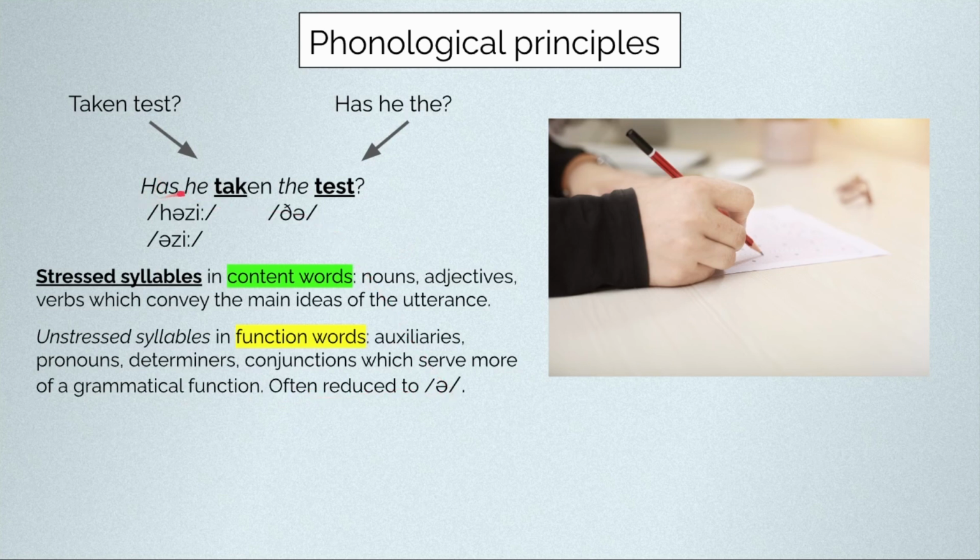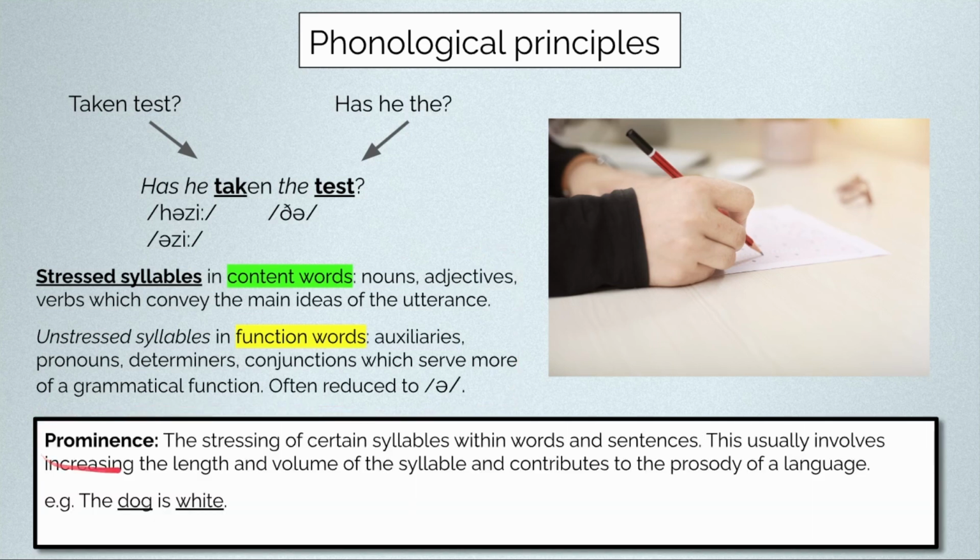So auxiliary has, we don't say has, we say has. He, reduced to e, has he. We can even elide the initial h sound, has he taken? Has he taken the test? And what we're talking about here is prominence. Prominence being the stressing of certain syllables within words and sentences. This usually involves increasing the length and volume of the syllable and contributes to the prosody of the language, e.g. the dog is white. And prominence together with rhythm and intonation collectively make up the prosody of a language.